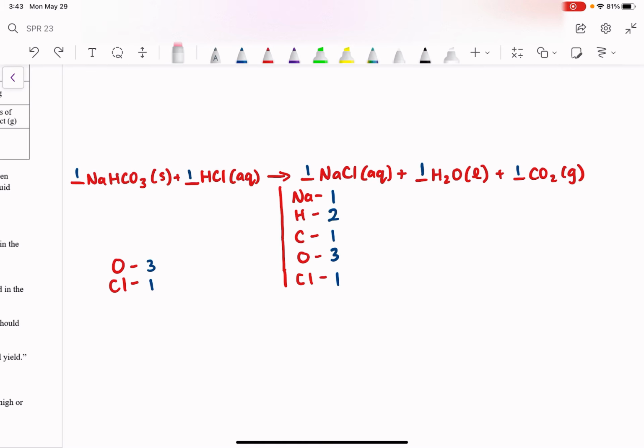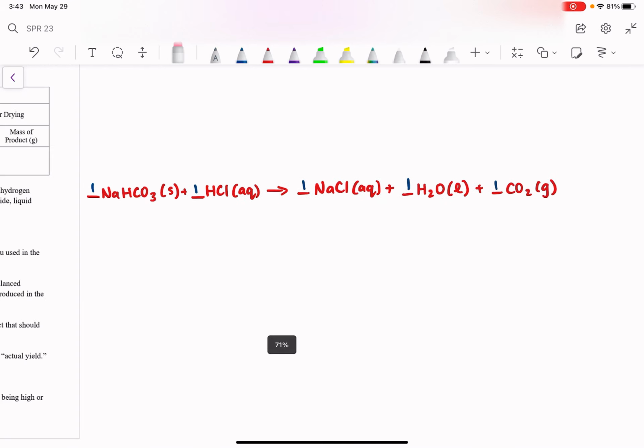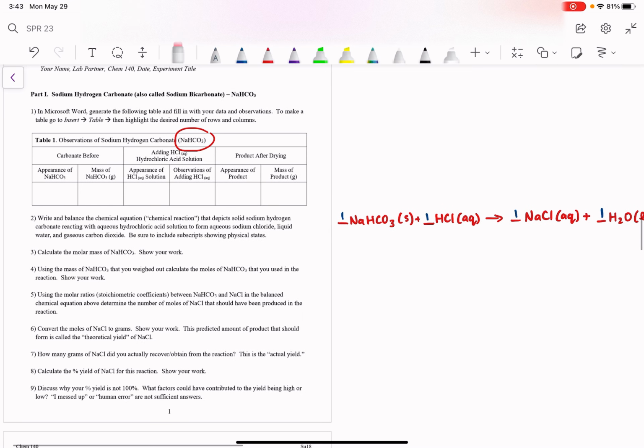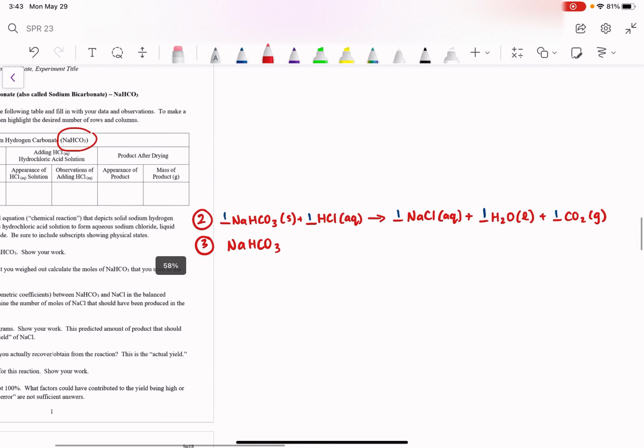I'm going to get rid of this part, and we'll just have our balanced chemical equation there. You could show your work if you want. In fact, that's great if you do. All right, so for number 3, we're going to calculate the molar mass. So let's actually put this as number 2. And then for number 3, we want the molar mass of NaHCO3. And this is going to help us out. So it'll be useful in the next step.